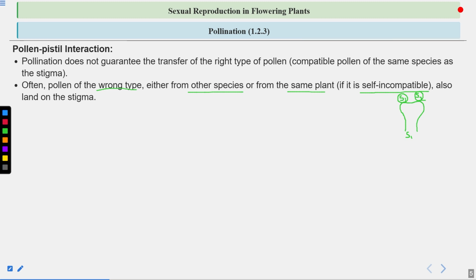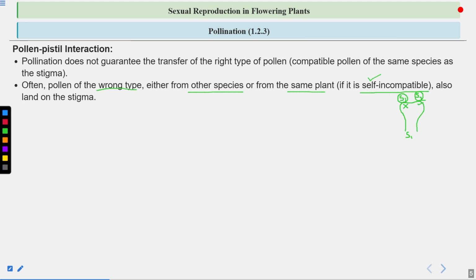So here we see the two types of pollen grain. One is S1 type and another is S2 type. So which one will germinate here? The S1 will not germinate. It will not be allowed to germinate here. Only the S2 type will germinate. Why? The question should be here. Because the S1 and S1 both have the same type of genes, right? So it is incompatible.